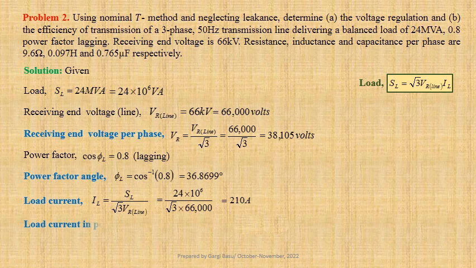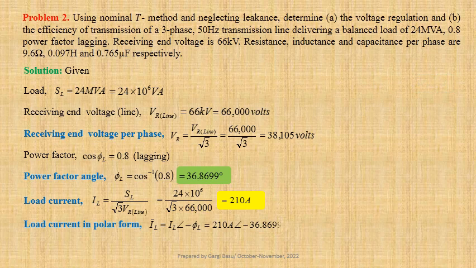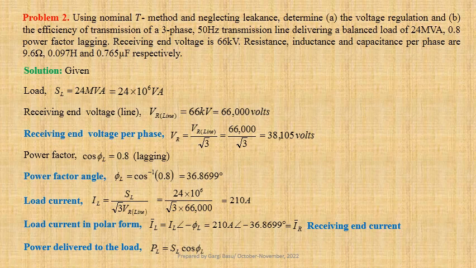Load current may be written in polar form as IL equals IL at an angle minus phi L, that is equal to 210 ampere at an angle minus 36.8699 degree. Here load current IL equals receiving end current IR. Power delivered to the load PL equals SL into cos phi L. Using values we get 24 into 0.8, that is equal to 19.2 megawatt.